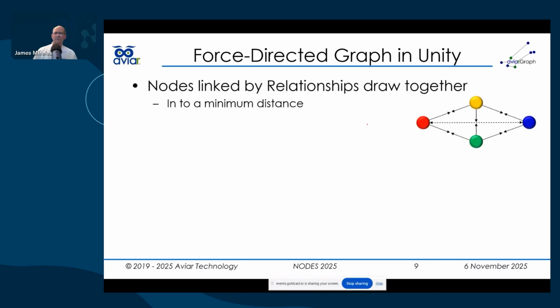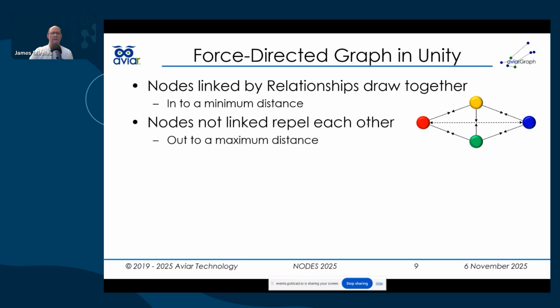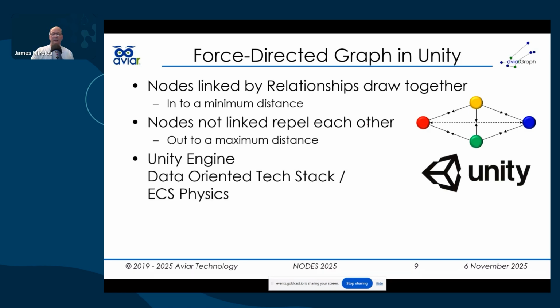The graph is deployed in virtual reality by means of what's called a force-directed graph, which most of you are doubtless familiar with. In a force-directed graph, nodes that are linked by relationships pull together. Nodes that are not linked repel each other. And in virtual reality, the Unity virtual reality development environment is used to leverage physics to accomplish this in 3-dimensional space.